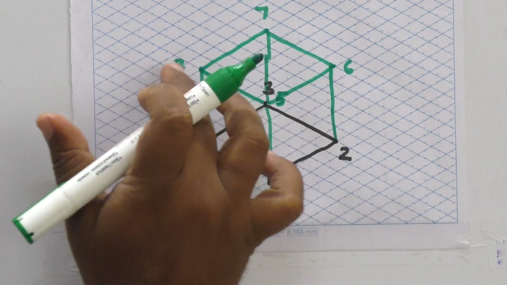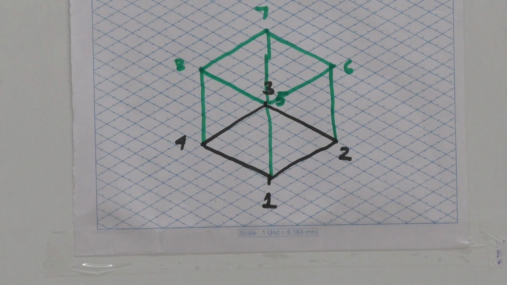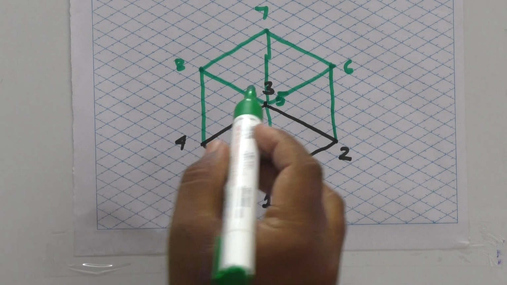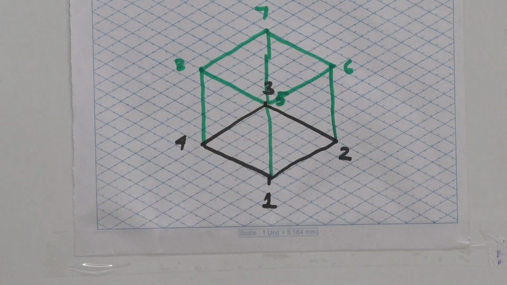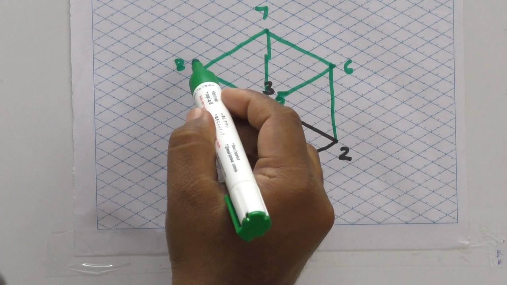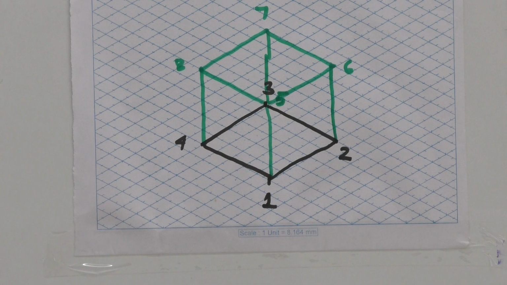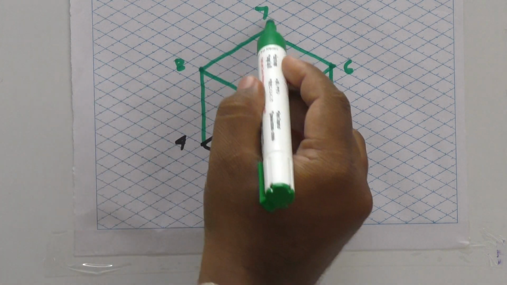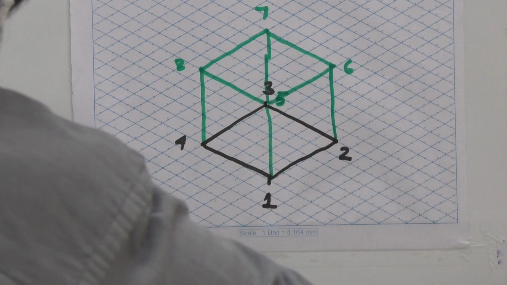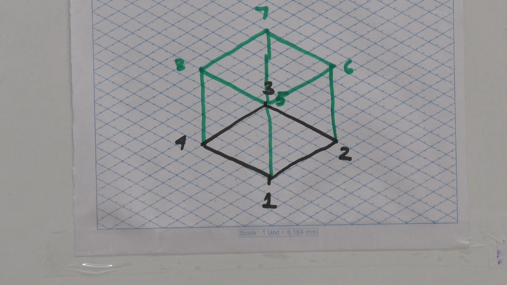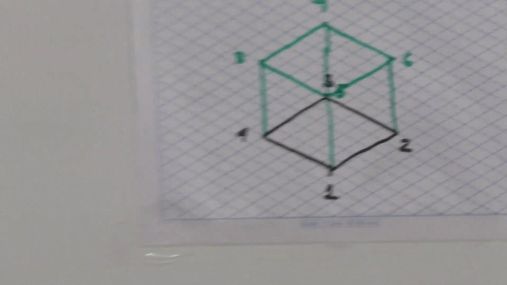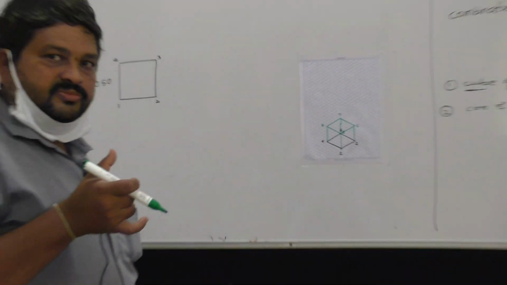So this represents the top face of a cube. I have drawn it in green color, 5, 6, 7, 8. So this represents the top face of a cube. Over this top face I have to keep one more object, that is the cone, which has a base diameter of 30 millimeters and height of 40 millimeters.